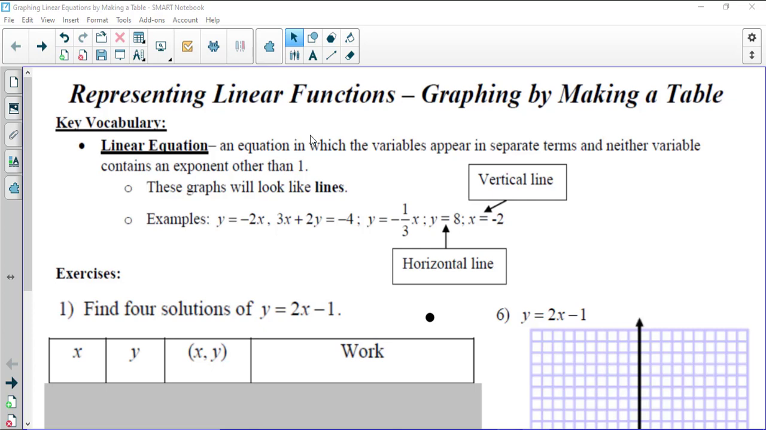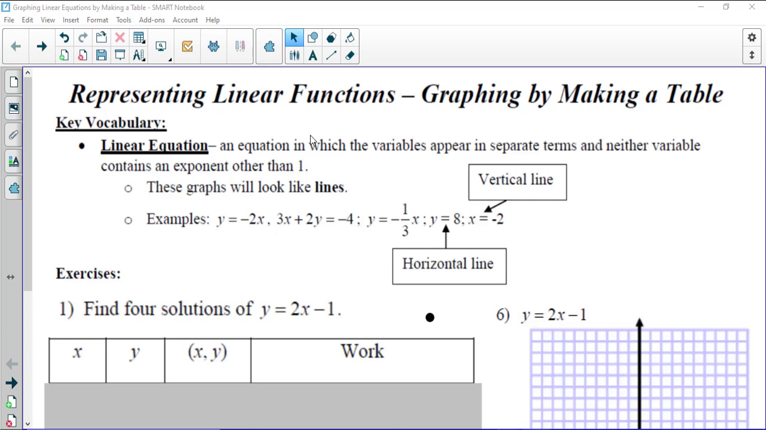So first of all, let's talk about what a linear equation is. A linear equation is an equation in which the variables appear in separate terms and neither variable contains an exponent other than 1. If you see an equation that has an exponent other than 1, it's definitely not going to be a linear equation. X and y also can't be multiplied by each other.